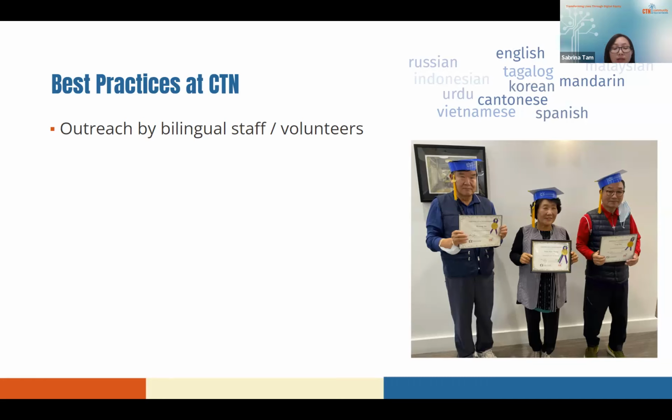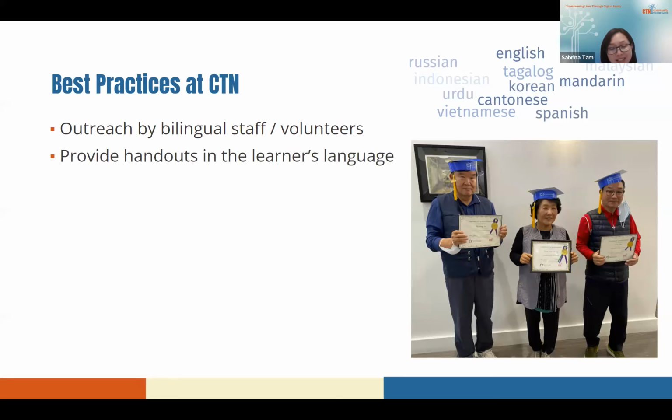So the programs with translated flyers only, but no bilingual staff or volunteers to distribute the flyers or answer inquiries, it's okay, but it's usually less convincing and may generate less interest among the target audience. So always use the staff that speak the language or the volunteers that speak the language. It will generate much more interest among the target audience.